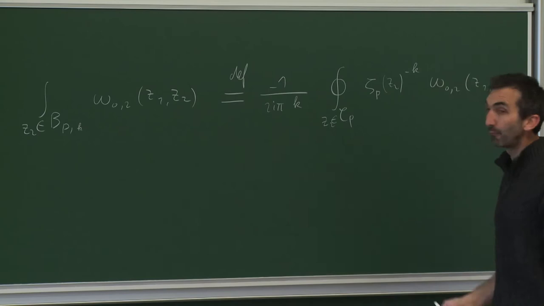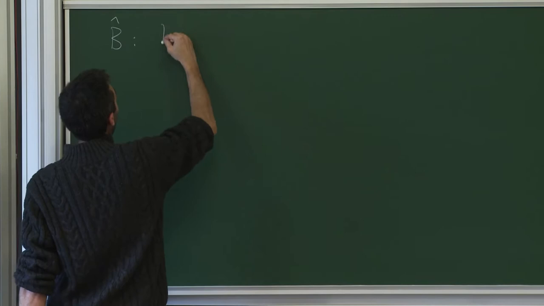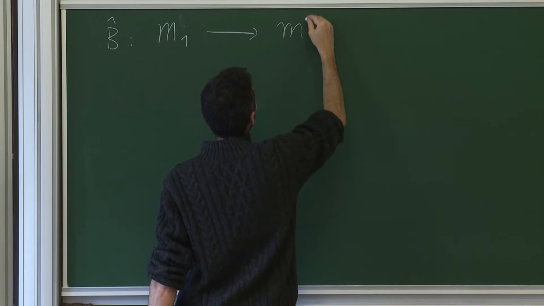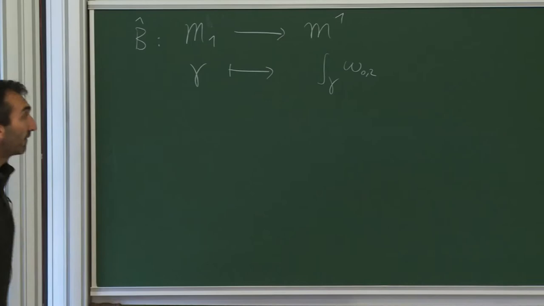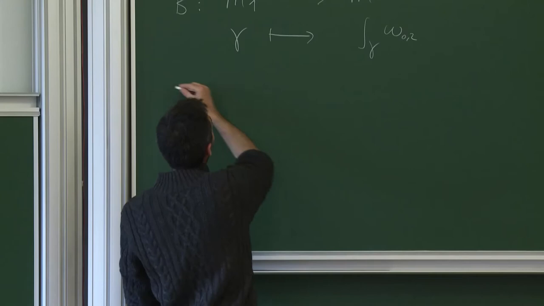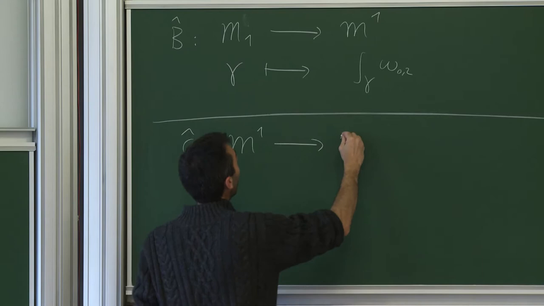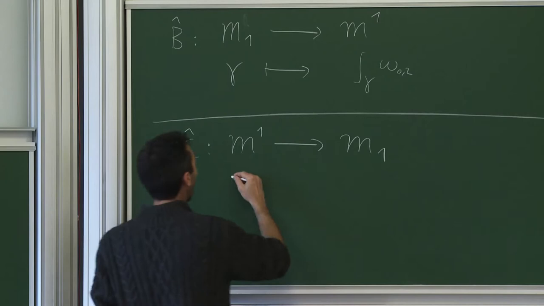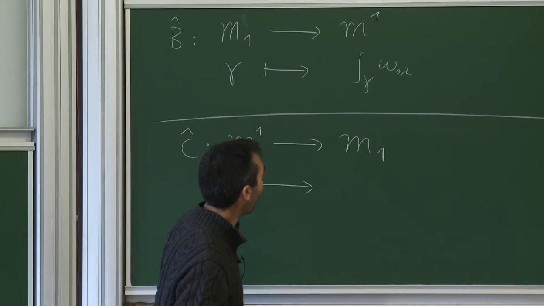Okay, so we have this map, B hat, that goes from the space of generalized cycles to the space of meromorphic forms. To a cycle gamma, you associate a one form, which is the integral of omega 0,2 on gamma. In fact, there is another map that I will call C hat, which is kind of important, that does somehow the contrary. It goes from forms to cycles. If you have a one form omega, I'm going to write a formula that is not really correct, but it gives the idea, and it can be made correct, but I will not do it.